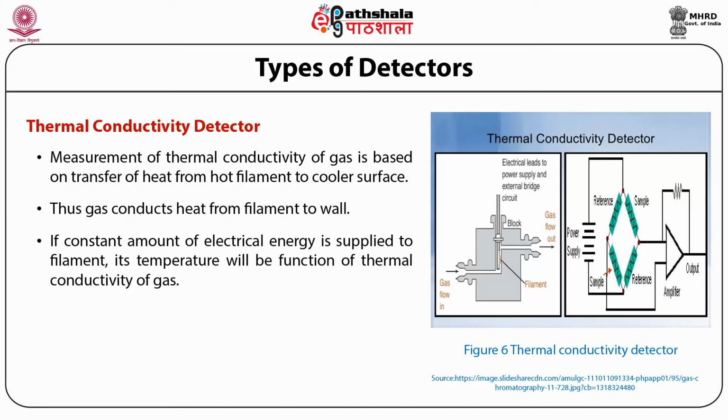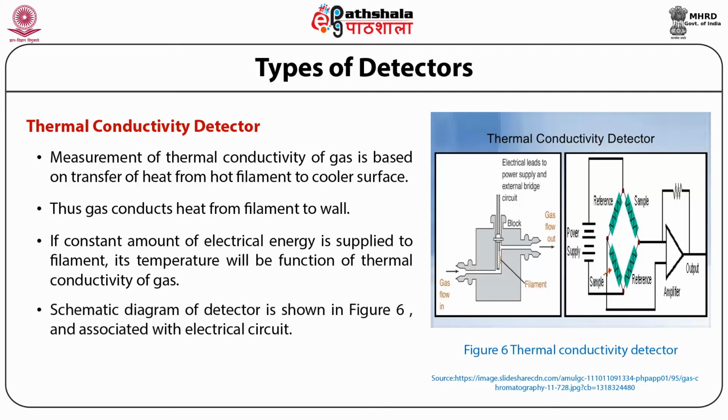Rather than determining the temperature of the filament, it is easier to determine its electrical resistance, which increases with temperature. As applied to gas chromatography, a dual detector is used to minimize the effect of the thermal conductivity of the carrier gas and to minimize the fluctuations in the temperature, pressure, and power supply. A schematic diagram of this type of detector is shown in the following figure, and the associated electrical circuit is also shown here.